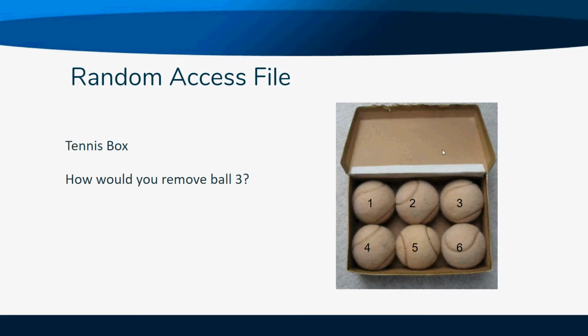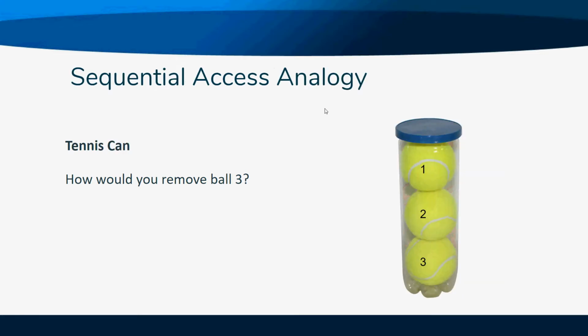Now let's compare this same example to a sequential access. If I want to access the third tennis ball in this, how would I get it out? Well, in order to get ball 3 out, I have to first remove 1 and then 2, and then I can access ball 3. So this is kind of like a sequential access file. In order to access any of the data in the file, we have to start at the top and iterate down to the value we want to get.